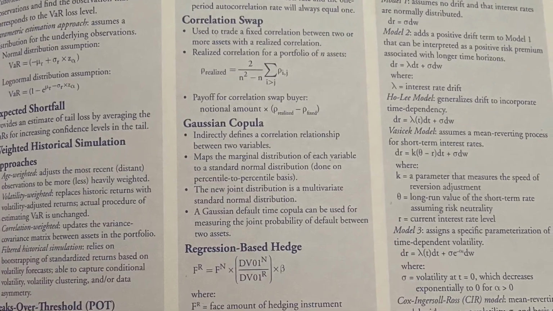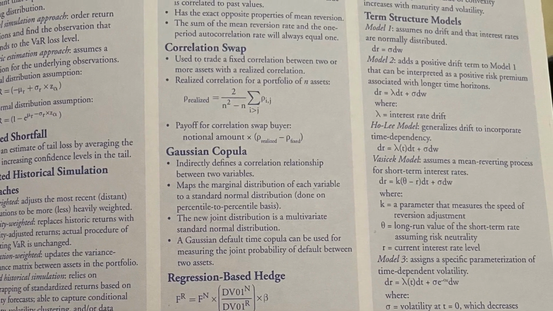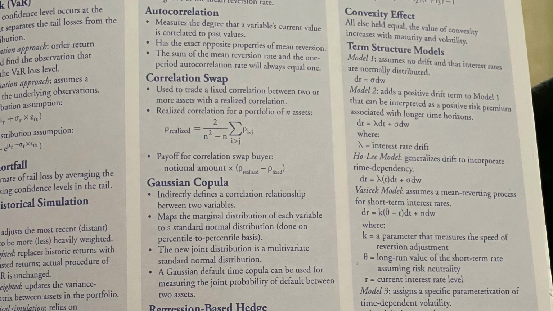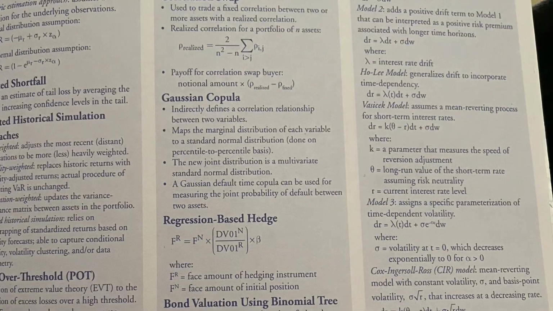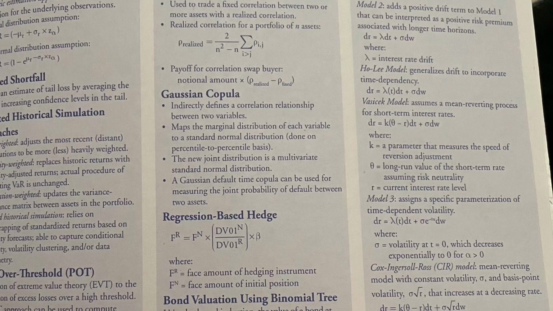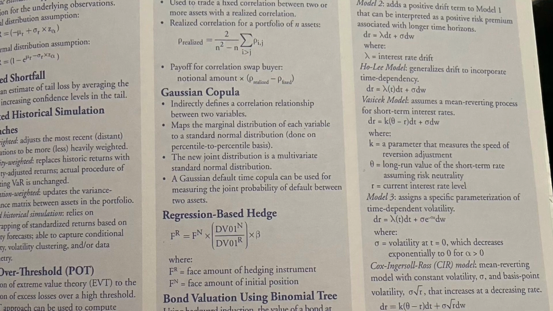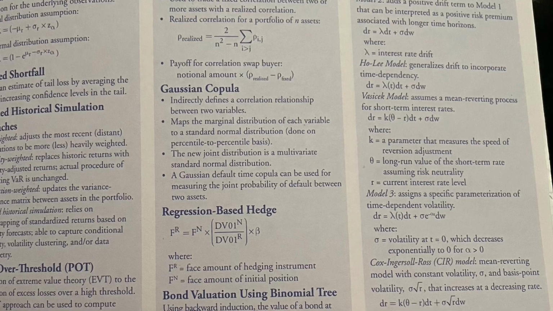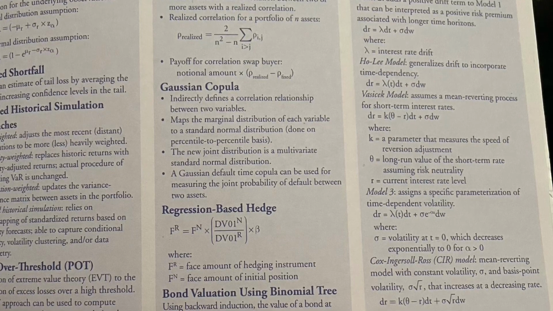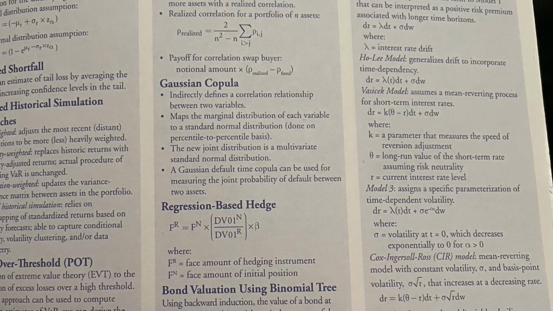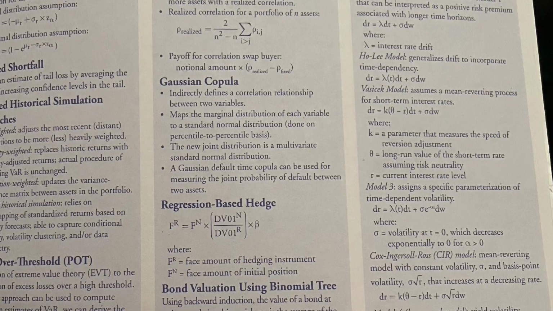What is Gaussian copula? It indirectly defines the correlation relationship between two variables. It maps the marginal distribution of each variable to standard normal distribution on a percentile to percentile basis. The new joint distribution is a multivariate standard normal distribution. Now, the Gaussian default time copula can be used for measuring the joint probability of default between two assets.